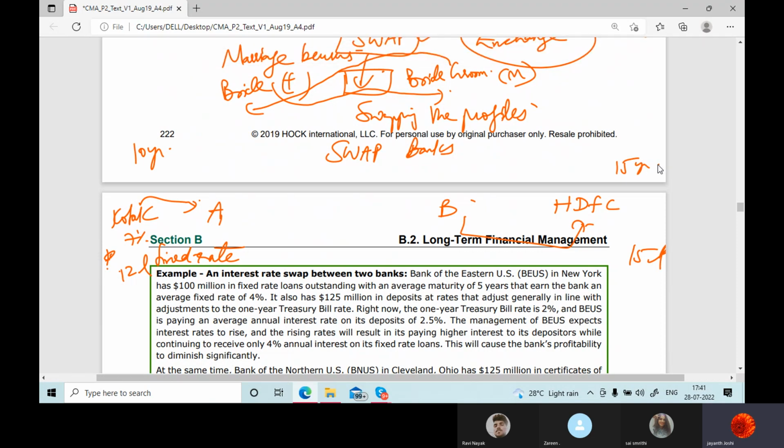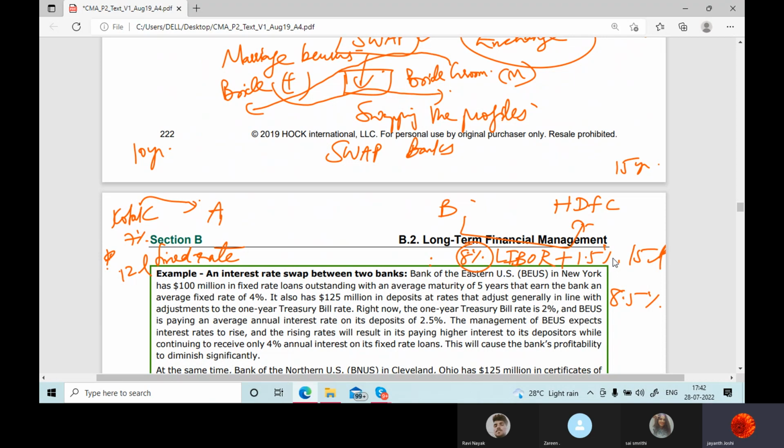Here the floating rate is LIBOR. In India it is MIBOR, Mumbai Interbank Offered Rate. I'm using LIBOR because that will be used very often here. LIBOR plus 1.5%, let's say. So LIBOR is let's say 8%, so 8.5% is going on right now. LIBOR may change. Accordingly, if LIBOR goes to 9%, it will become 9.5. If it goes to 10%, it will become 10.5.